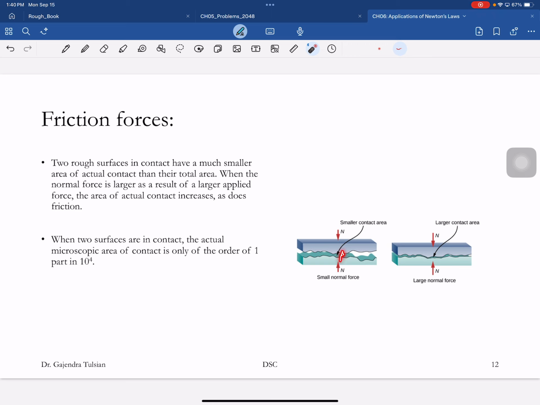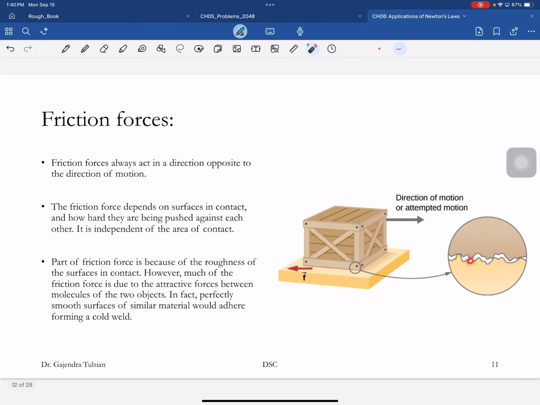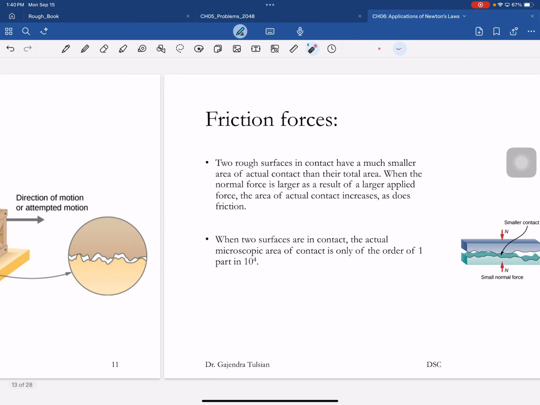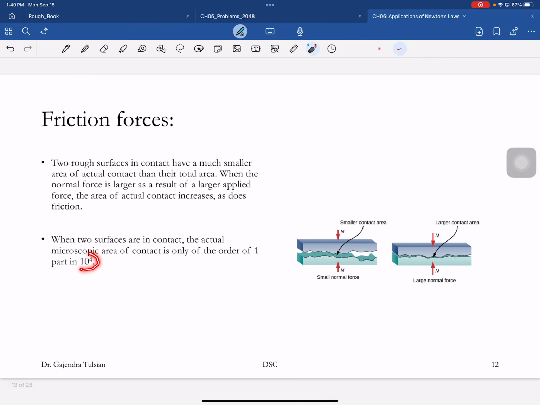So two surfaces in contact, the actual contact area is only about 1 part in 10,000. Okay. So for instance, for this tablet sitting on the table, the total area of contact is roughly just the size of this pencil tip.